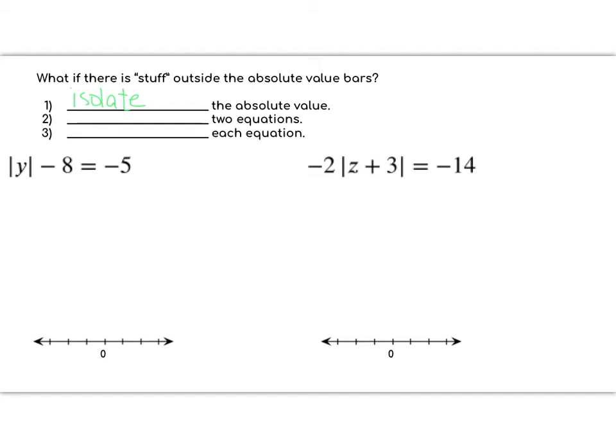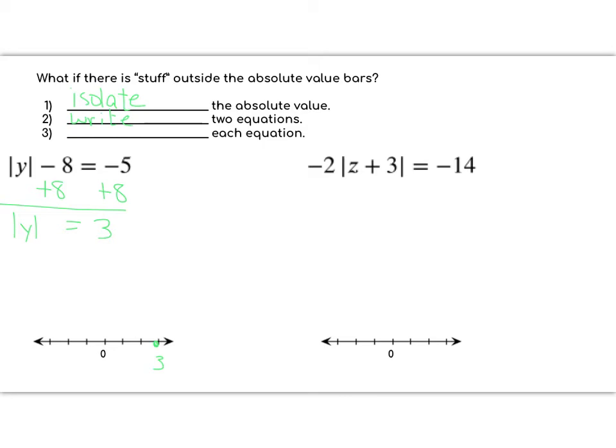So this first equation here, I have the absolute value of y minus 8 equals negative 5. So this minus 8 is over here with the absolute value. I need to get the absolute value by itself. So I'm going to add 8 to both sides, and I get the absolute value of y equals negative 5 plus 8 is 3. After you get the absolute value isolated, then you want to write your two equations, right? What two numbers have an absolute value of 3?